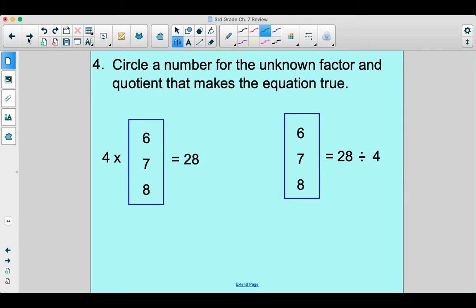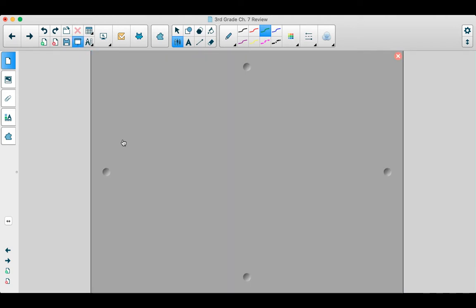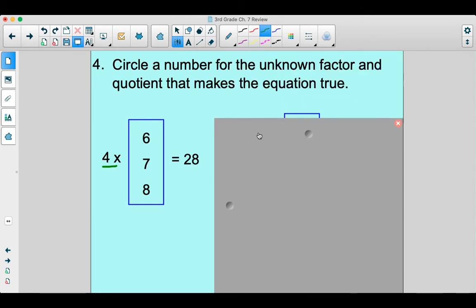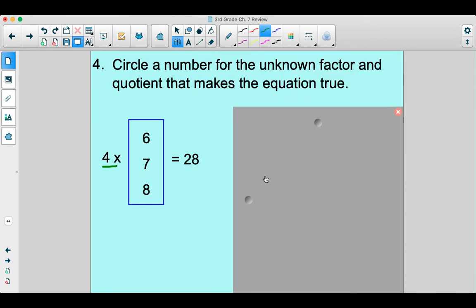Circle a number for the unknown factor and quotient that make this equation true. Okay, so we have to read it like this: 4 times one of these numbers makes 28, and on the other side, one of these numbers equals 28 divided by 4. I think I just want to look at one of these for right now. It's too much for the eyeballs. All right, there we go.